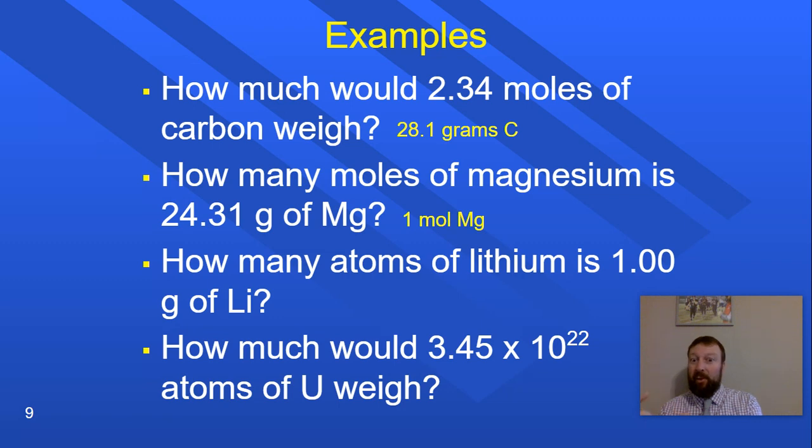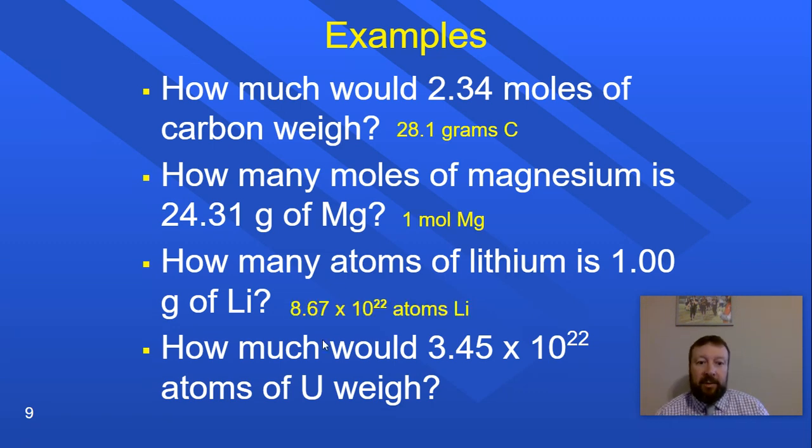And since now I'm going to atoms, molecules, or formula units, I'm going to use the 6.02 times 10 to the 23rd, and that's going to go on top. So I'm going to start with 1 divided by the molar mass of lithium and then multiply by 6.02 times 10 to the 23rd. And we would get 8.67.